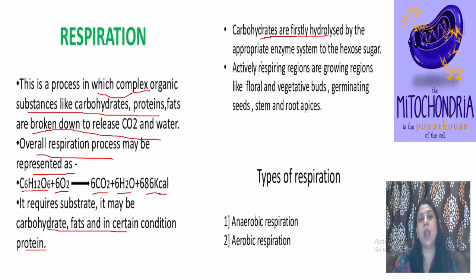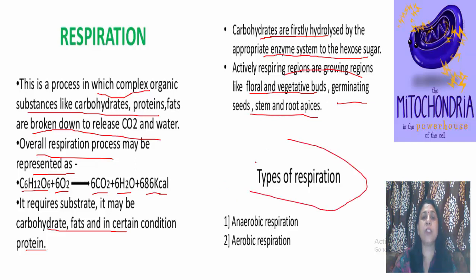Carbohydrates are firstly hydrolyzed by the appropriate enzyme system to the hexose sugar. Hexose sugar is glucose, that is C6H12O6. And what are the actively respiring regions? They are the growing regions like floral and vegetative buds. They are the germinating seeds, stems and root apices.